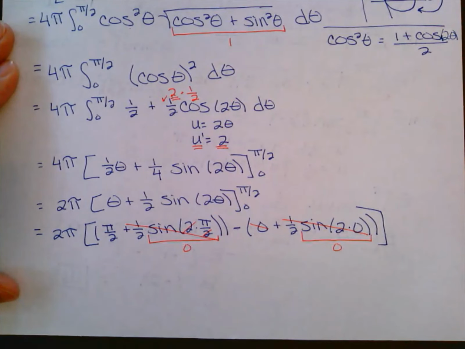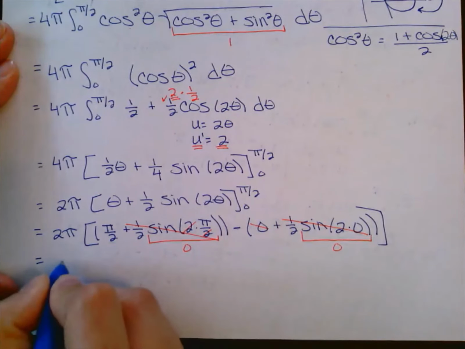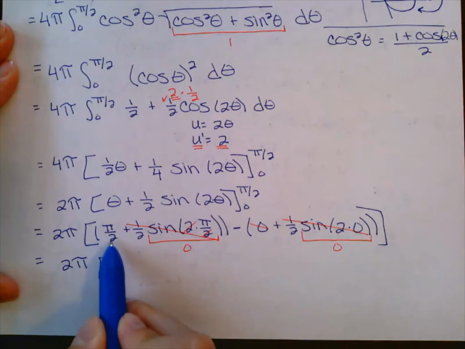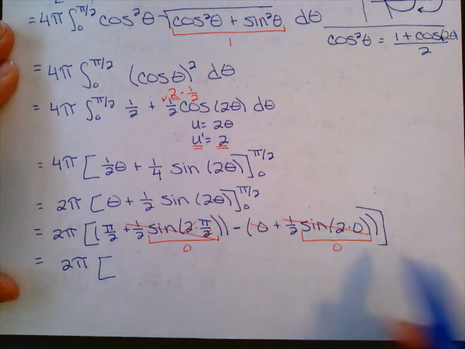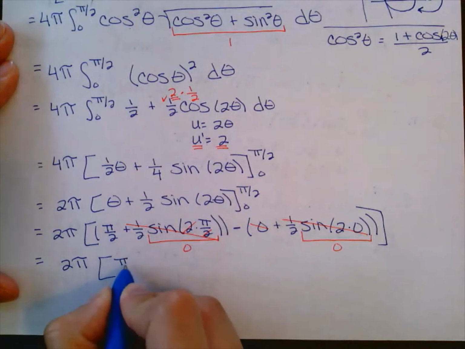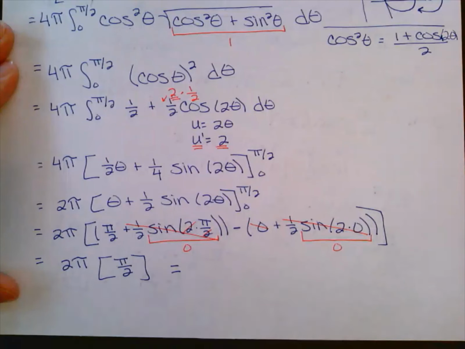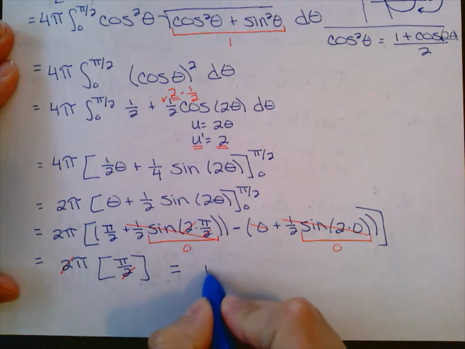So I end up having 2 pi times, I have pi over 2 plus 0 minus 0 plus 0. I just end up with pi over 2, which gives me a final answer. These 2's cancel out, and I'm multiplying pi times pi, which gives me pi squared.